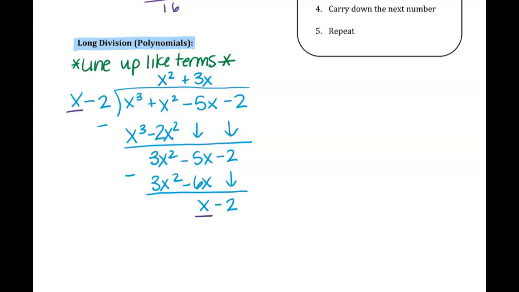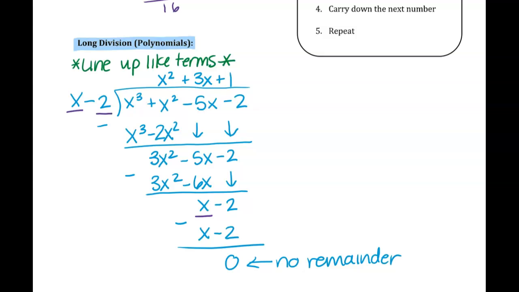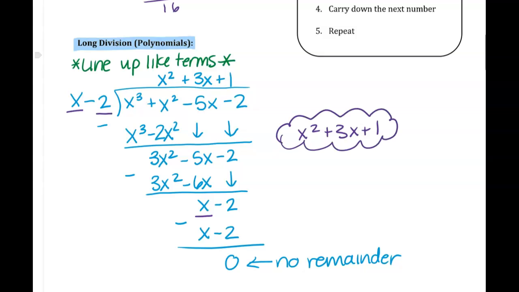1. So we put a plus 1. x times 1 is x. Negative 2 times 1 is negative 2. And now if we subtract, x minus x is 0, negative 2 minus negative 2 is 0. So there's no remainder. So our answer is x squared plus 3x plus 1.